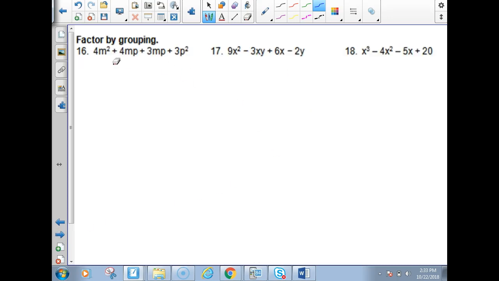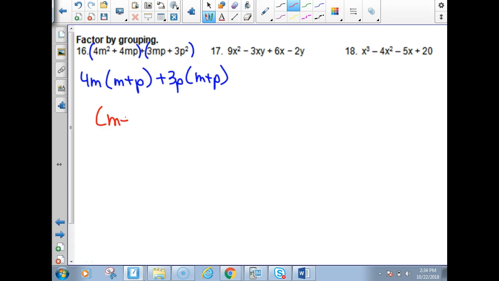Okay. Factor by grouping. Want to group the first 2 terms and the second 2 terms, see what they have in common. You can factor out a 4m, which would leave you with m plus p. Plus the second pair, you can factor out a 3p, which would leave you with m plus p. Now, the m plus p's are in common to these two ginormous terms, so I'm going to factor away from each of these the m plus p. And what would be left would be 4m plus 3p. So that's factoring by grouping.